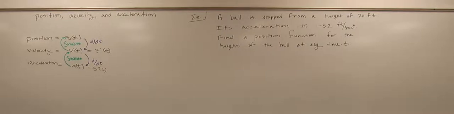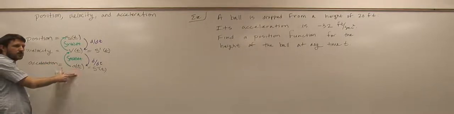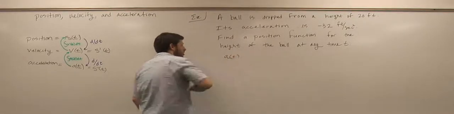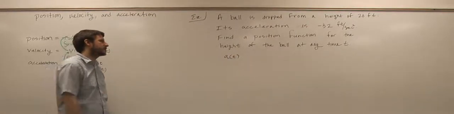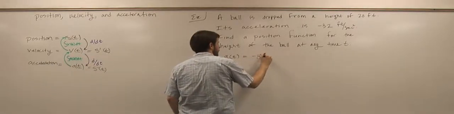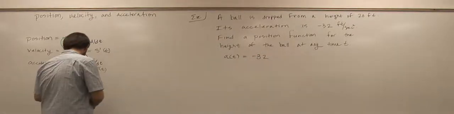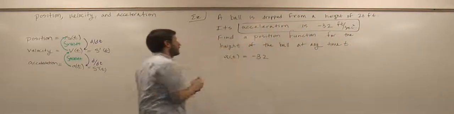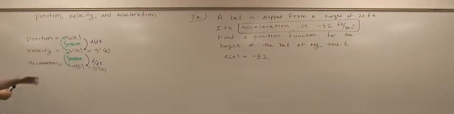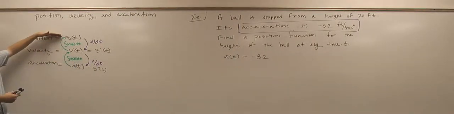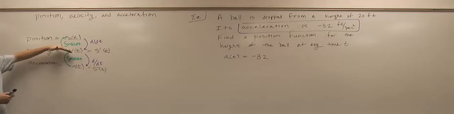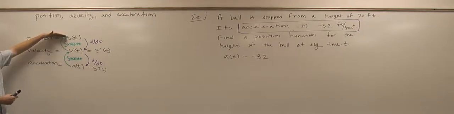So basically what I'm telling you is we know acceleration. The acceleration of this ball, no matter what the time is, is negative 32. That's what this is. And what I want you to do is use all of your cunning to go backward to the position function. So you're going to have to do two steps. You're going to have to get velocity first, and then do another integral to get position.